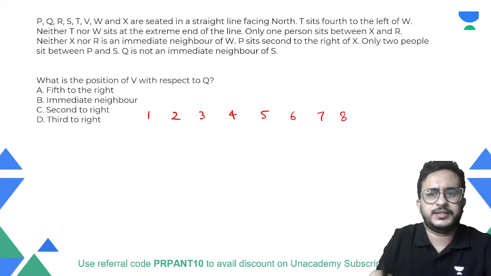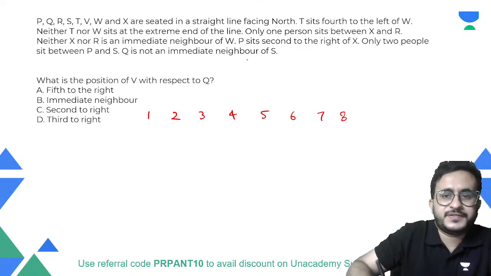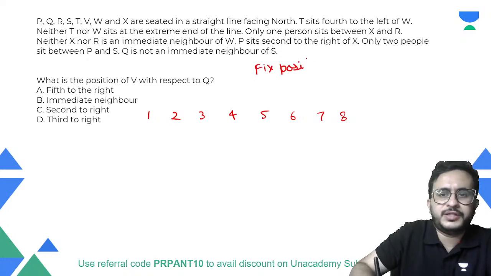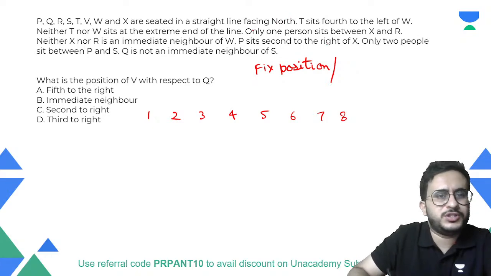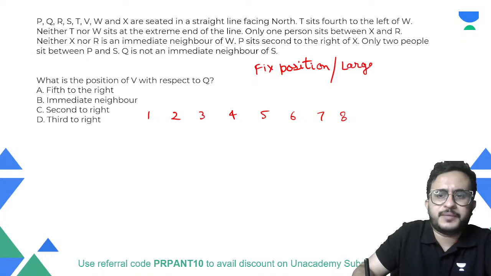Now, we should start with what are the things that we must start with, right? Either you should have some fixed position, or somebody's position will be given, that this one is in first position, second position. In this case no one's position is given, no fixed position is given. So you should look for large gap. Why large gap?